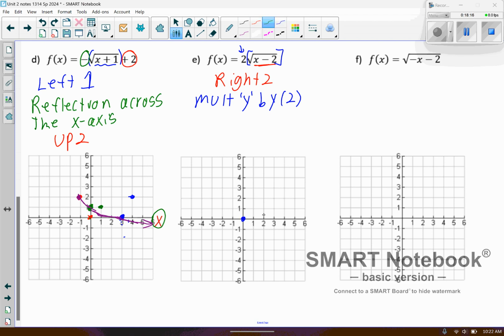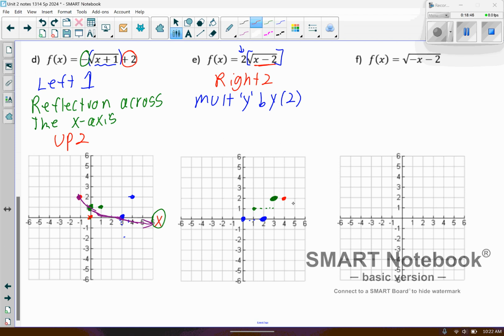And I'm going to color code these again. And so this blue point, we're going to go to the right 2, and then multiply the y value by 2. Well, y is 0, so I'm just going to stay right there. So that's where that first point ends up. Then my green point, we're going to go right 2, and then multiply the y value by 2. So y is currently 1, but I'm going to multiply by 2, so now I'm going to end up right there. That's where the green point ends up.